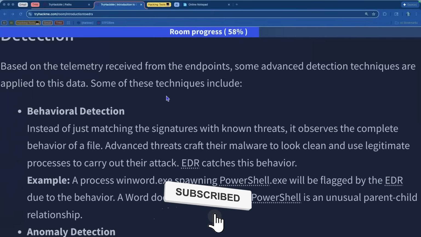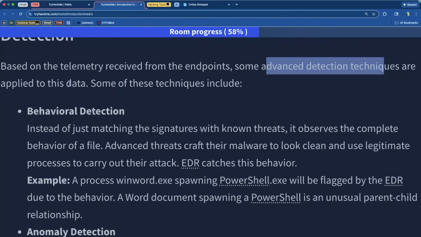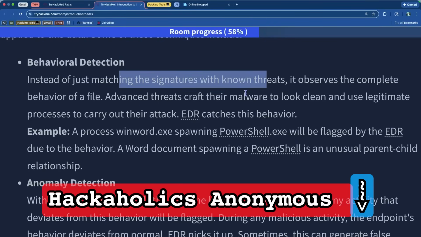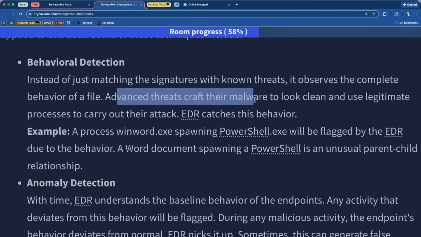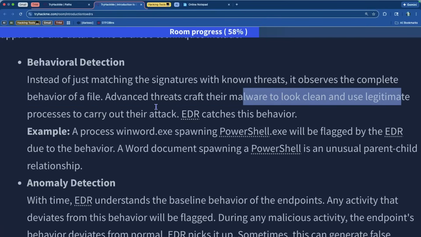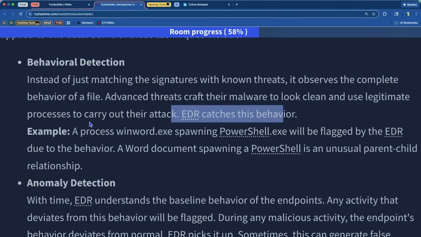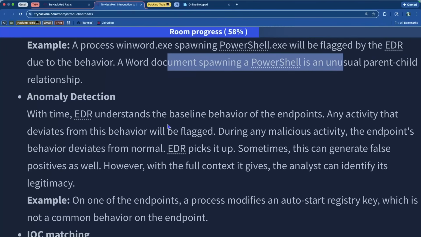So detection is based on the telemetry received from the endpoint, and advanced detections are applied to this data. That could be behavioral detection instead of just matching signatures, as we discussed already, observing the complete behavior of a file. Advanced threats craft their malware to look clean and use legitimate processes to carry out their attacks, also known as living off the land binaries. So EDR catches this behavior. For example, a process winword.exe spawning PowerShell will be flagged due to the behavior. A Word document spawning PowerShell is unusual.